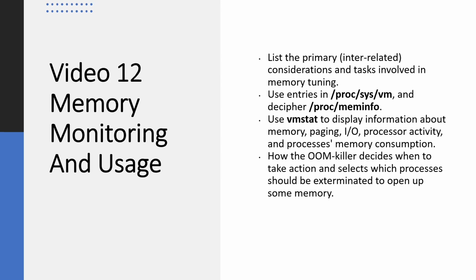In this video, we'll talk about primary interrelated considerations and the tasks involved in memory tuning, how to use entries in /proc/sys/vm and decipher /proc/meminfo. We're going to talk about the use of vmstat to display information about memory, paging, I/O, processor activity, and a process's memory consumption. We're going to talk about how the OOM killer decides when to take action and selects which processes should be exterminated to open up some memory.